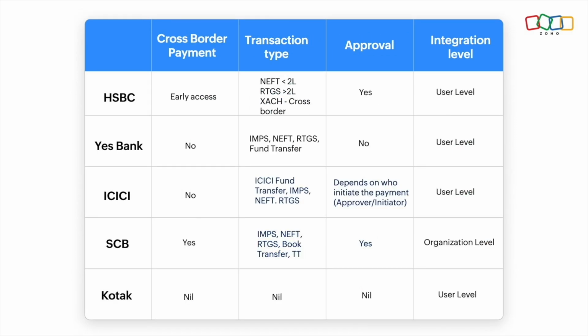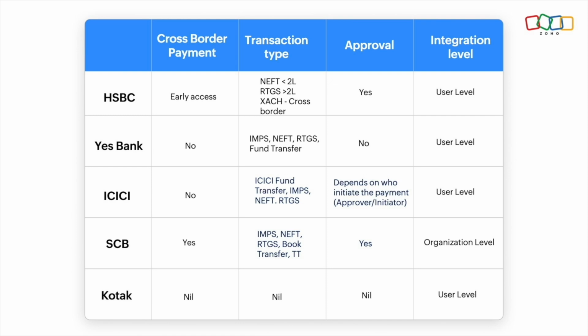Next, you can see another simplification of the types of payments that are supported for each bank and the approval workflow for the integrations and whether the integration is user level or organization level. For example, for the HSBC Bank, the cross-border payments are in early access, which I have discussed earlier. And for the other banks, S Bank and ICICI, currently cross-border payments are not supported. And for Standard Chartered Bank, you can initiate cross-border payments.